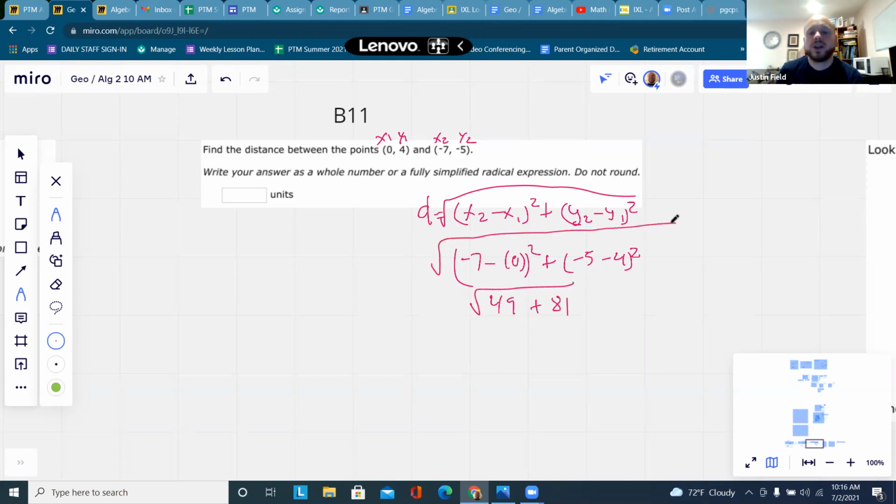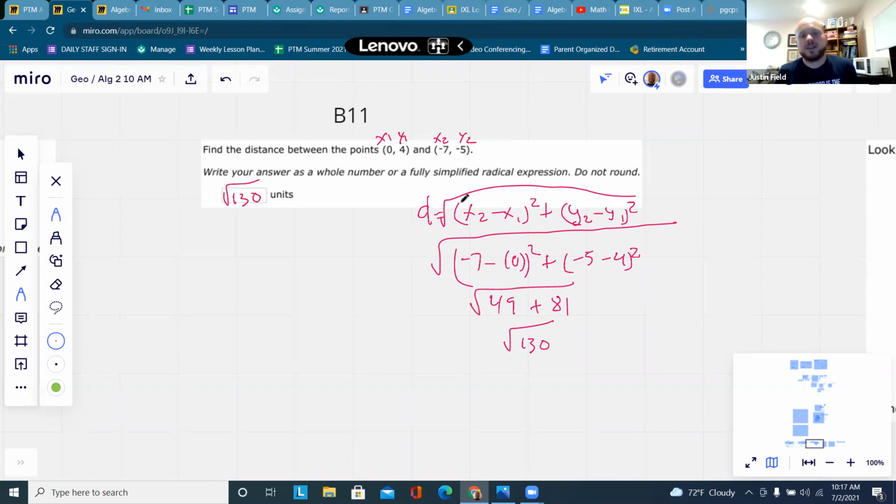So 49 plus 81 is going to be... let me just check myself. 130. Good thing I have that calculator. It's okay to check your work.